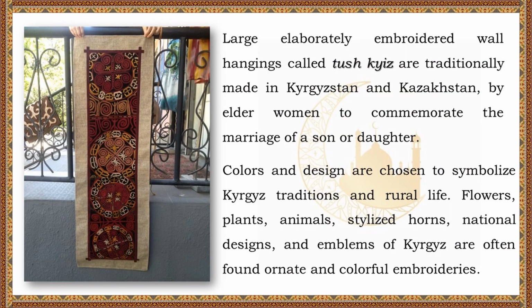Tushkis are embroidered and elaborate wall hangings created by Kyrgyz and Kazakh elder women to commemorate the marriage of their sons and daughters. The designs they use are traditional, focusing on flowers, plants, animals, stylized horns, national designs, and emblems of Kyrgyzstan that are often ornate and colorful.